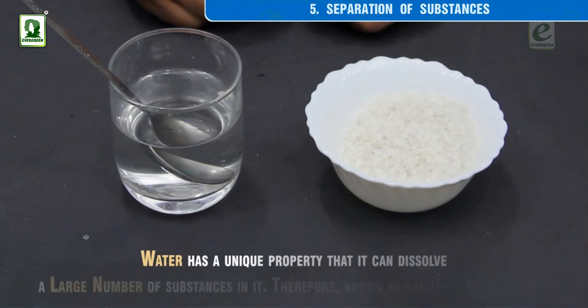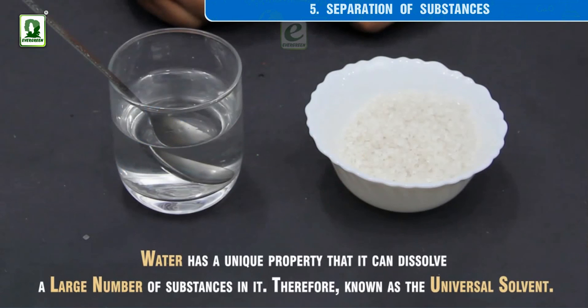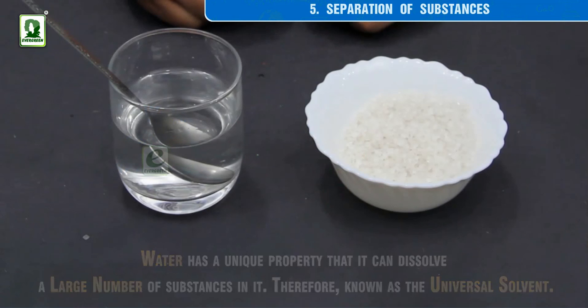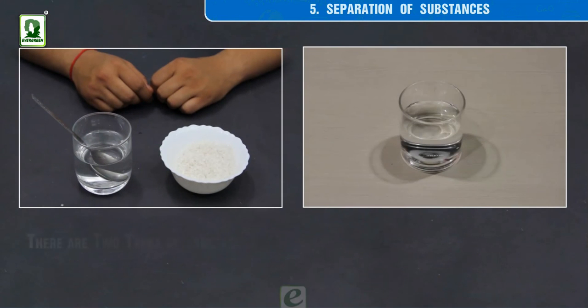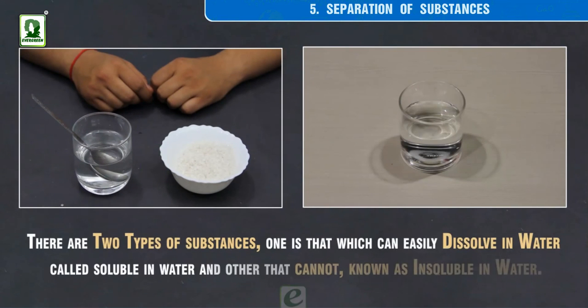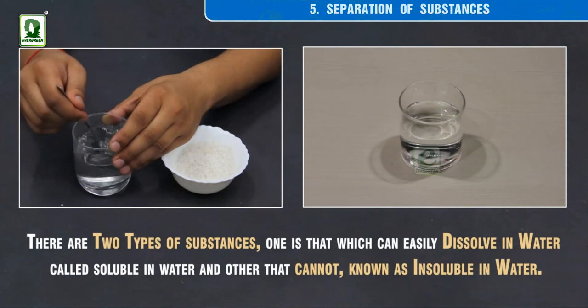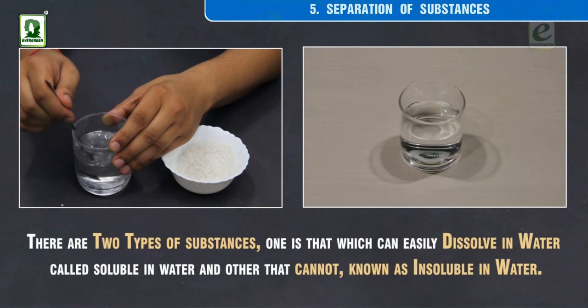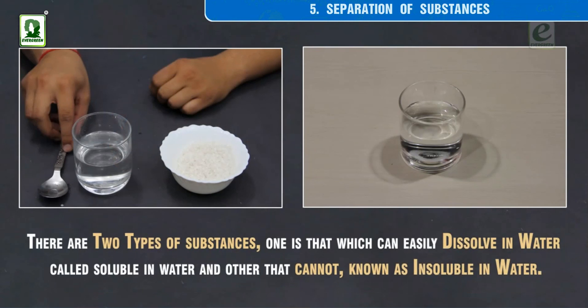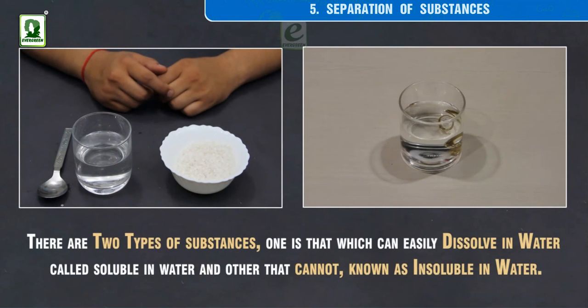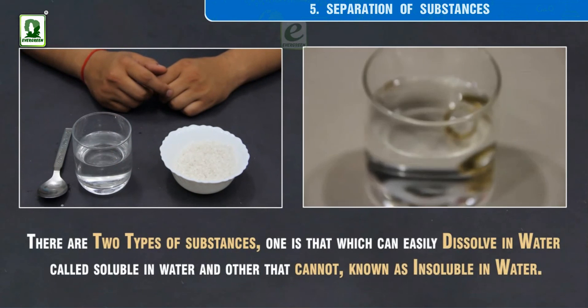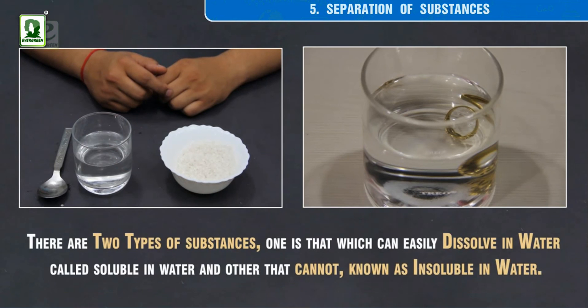Water has a unique property that it can dissolve a large number of substances in it, therefore known as the universal solvent. There are two types of substances. One is that which can easily dissolve in water, called soluble in water, and other that cannot, known as insoluble in water.